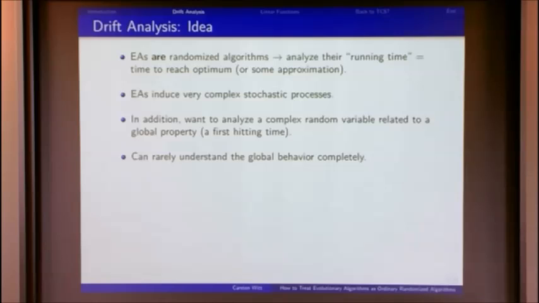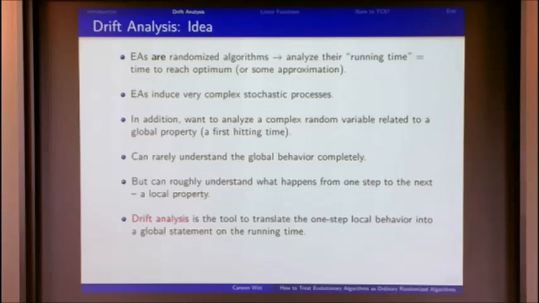very rarely it's possible to write down this first hitting time or its expectation exactly. However, what we can often understand roughly is what happens from one step to the next one. When we are at some state in this evolutionary algorithm, how much progress do we make in one step? This is often possible to get some understanding of this local progress. And drift analysis, in a nutshell, is the magic tool that allows us to translate statements on the one-step progress, on this local behavior, into a global statement on the running time, the first hitting time of the optimum.